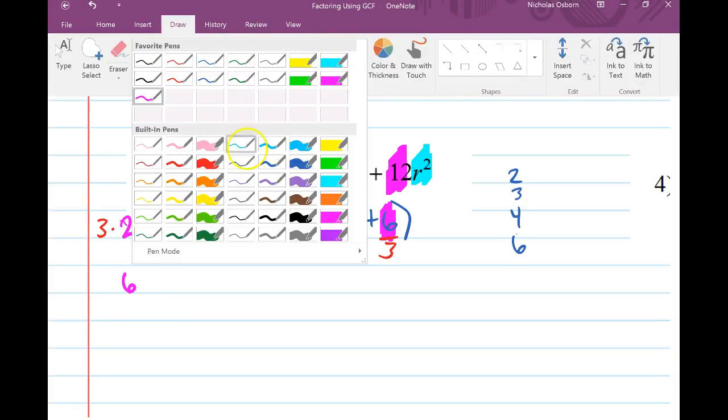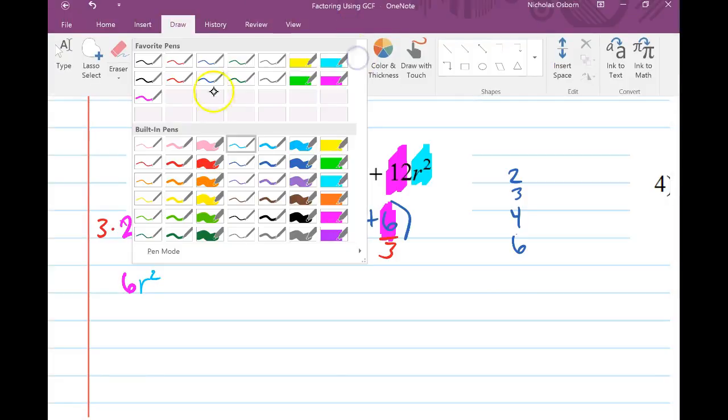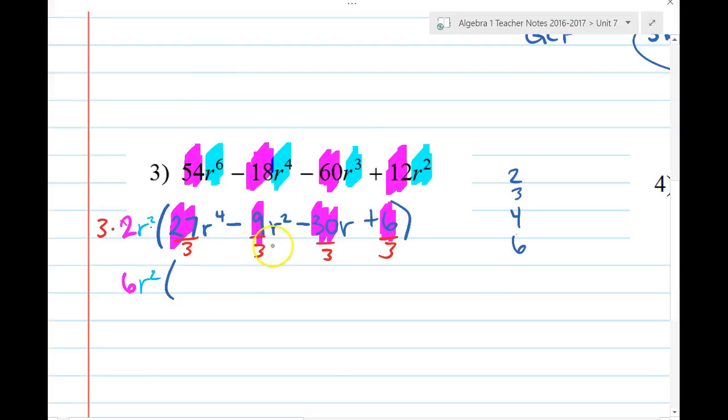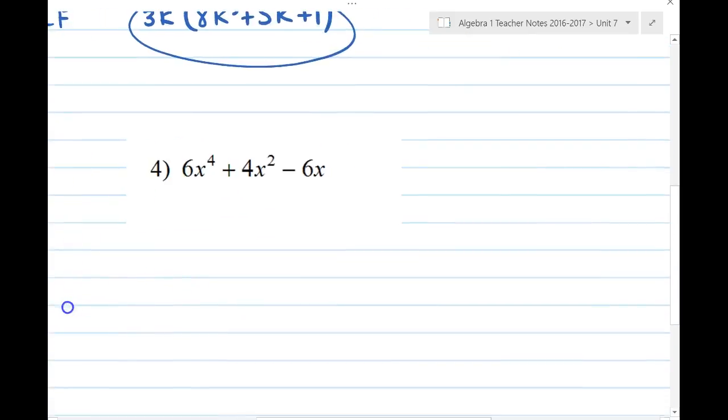And let's write out my r squared. And now, all I'm doing is dividing the 3 out into all of those. So 27 divided by 3 is 9, and it's still r to the 4th. And then 9 divided by 3 is 3, r squared. And then 30 divided by 3 is 10, r. And then 6 divided by 3 is 2. And then there is my polynomial with the GCF factored out. Okay? All right, so number 4.